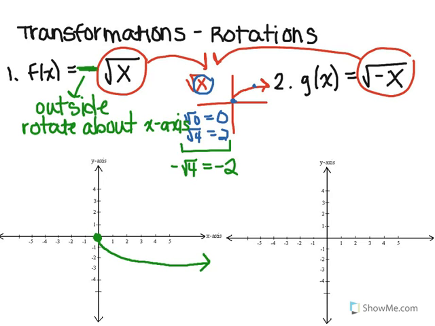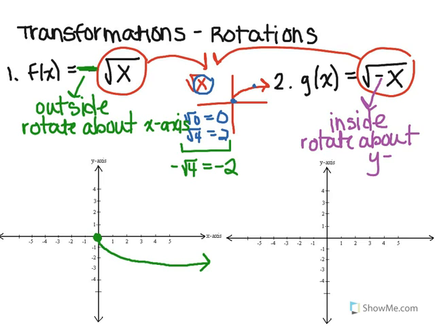Then if we look at number 2, g of x is equal to square root of negative x, there is a negative applied here, but it's inside the function. So still a rotation, but now it actually rotates about the y-axis. So you want to think about your original graph, and visually all we're going to do is just rotate that about the y-axis. So the 0 value is still going to remain the same, but now instead of going up towards the right, we're going to go towards the left.